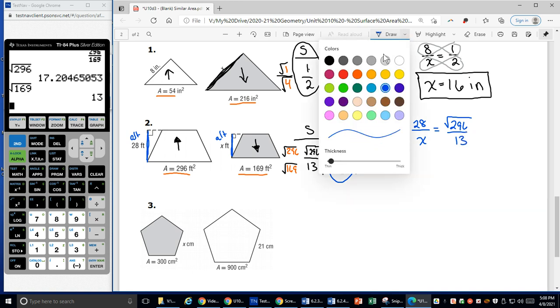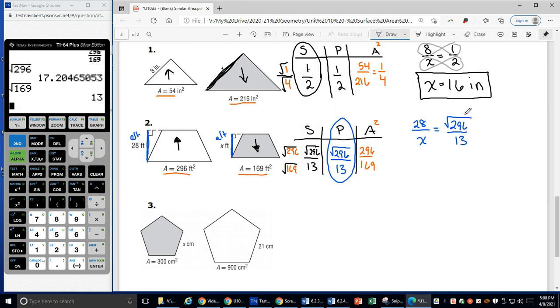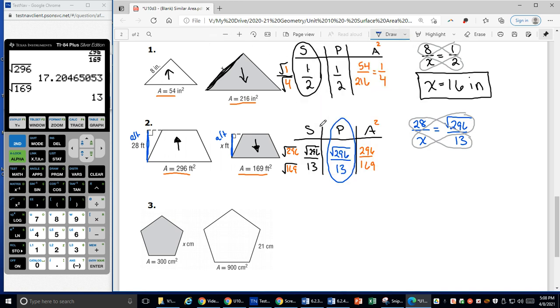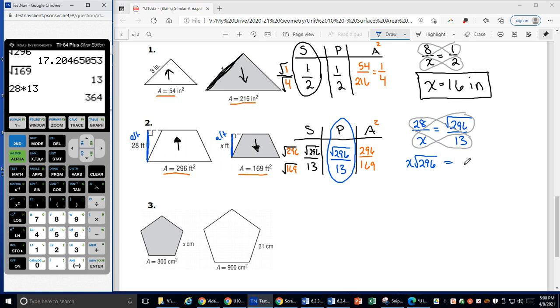And this can be cross multiplied. So when I cross multiply, I'm going to have x times the square root of 296 and 13 times 28. The way we write x times the square root of 296 is exactly like you say it: x square root of 296. Square roots always get written last when you write multiplied expressions together. And then 28 times 13, that I can do. That leaves me with 364.